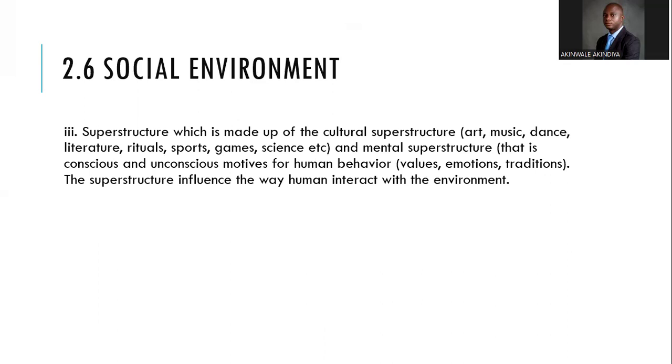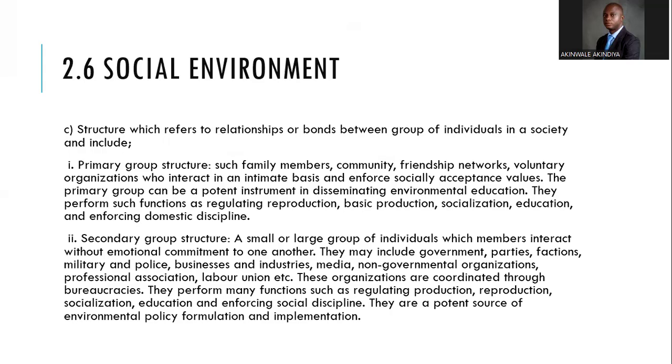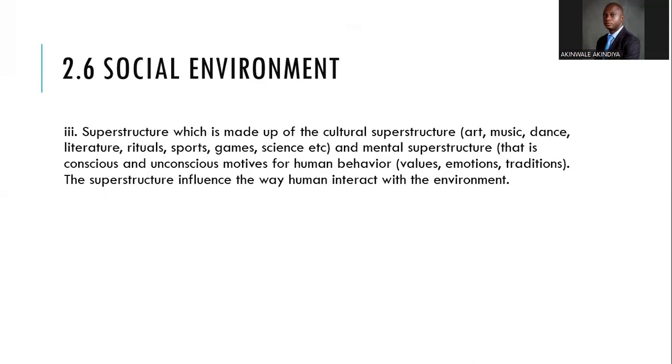All right, the number three structure, we have superstructure, which is made up of cultural superstructure: arts, music, dance, literature, rituals, sports, games, science. Mental superstructure: conscious and unconscious motives for human behaviors. The superstructure influences the way humans interact with the environment. So, three levels of structure: primary group structure, family, friends; secondary group structure, governments, NGOs; then the superstructure.